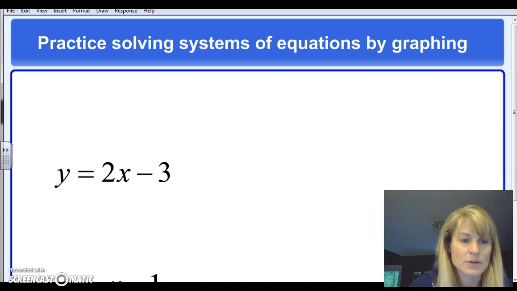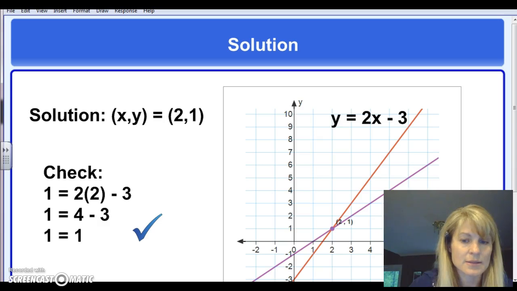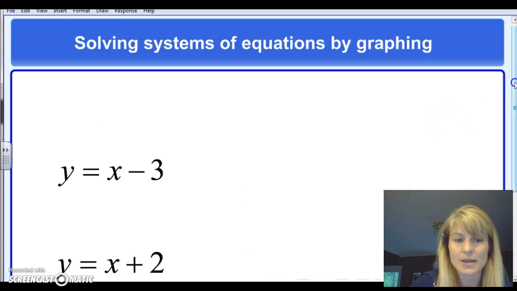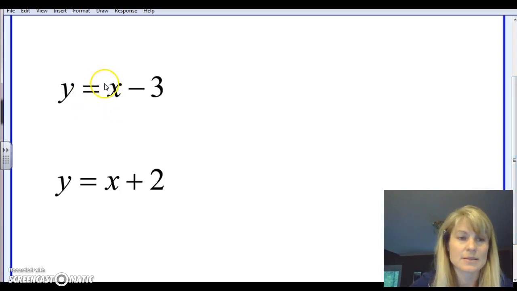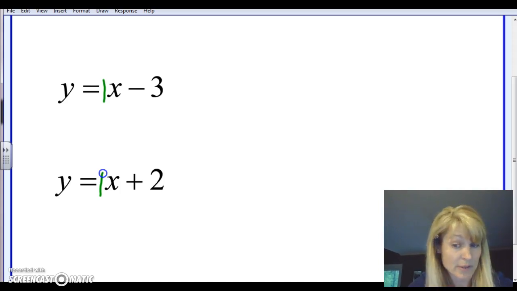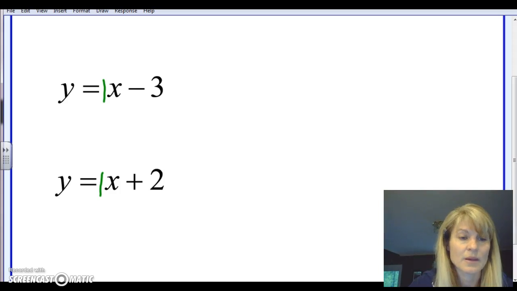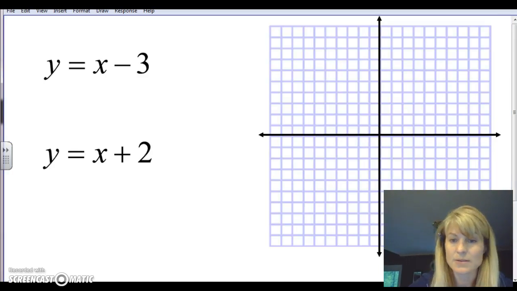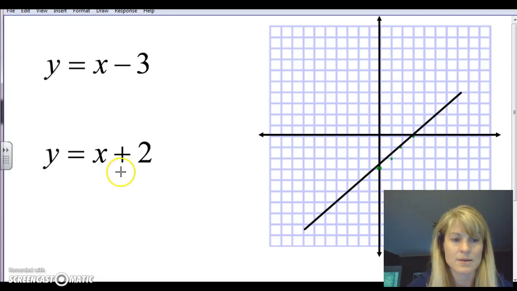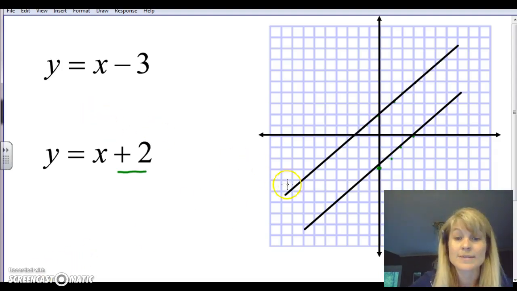All right, so the next one we're going to look at is this one. Okay, so here we can see this is in slope-intercept. This has a slope of 1, and this has a slope of 1. So that should tell you something. So when I graph it, I have a y-intercept of -3 here, and it goes up 1 over 1. So that line's going to go through there. And then this has a y-intercept of 2, and it goes up 1 over 1 each time for the slope of 1. So you can see they're parallel lines.